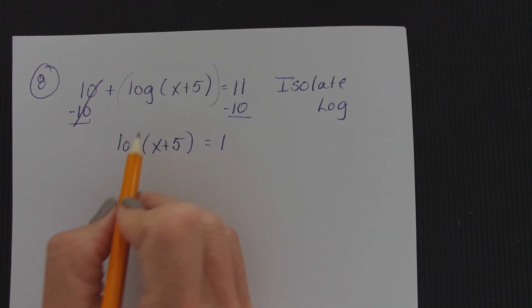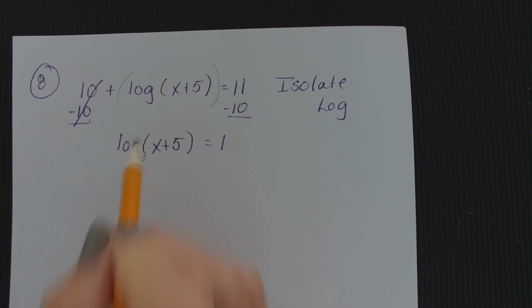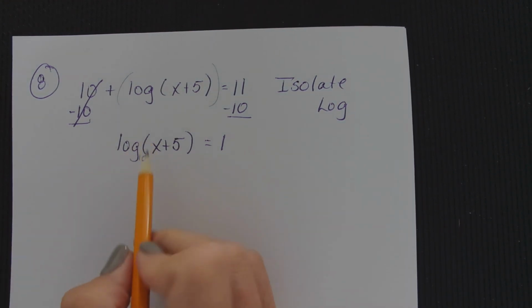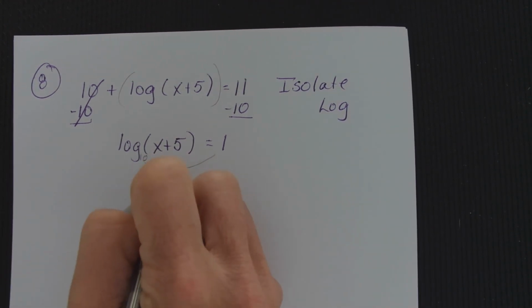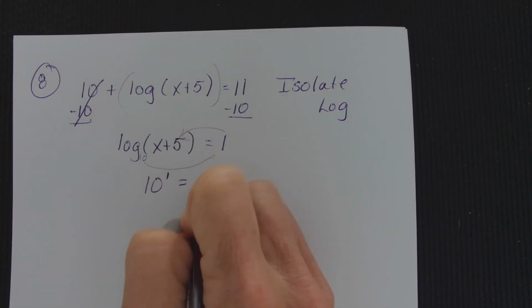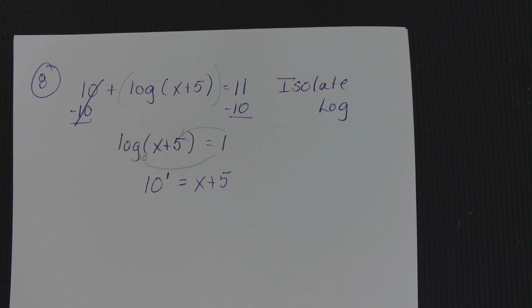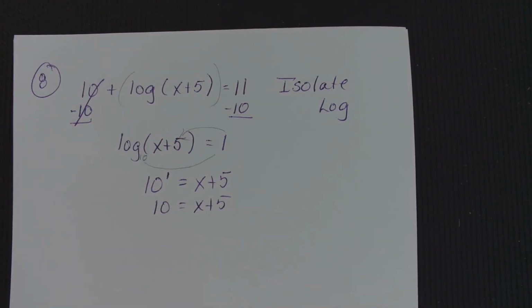Emma, what number is understood to be here? 10. Yes, I need that 10 because of what? We're in log form. What form do we need to be in? Exponential. 10 to the first power equals, and this is where we go back over, x plus 5. 10 to the first power is simply what? 10 equals x plus 5. Do mental math. What's x, guys? 5.